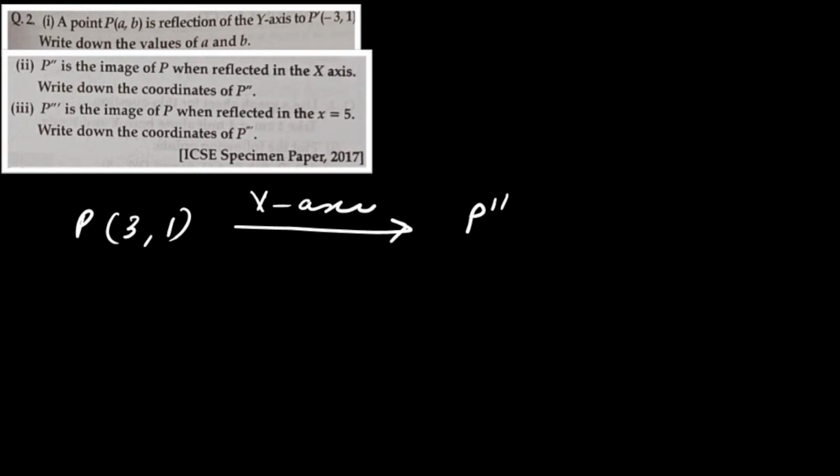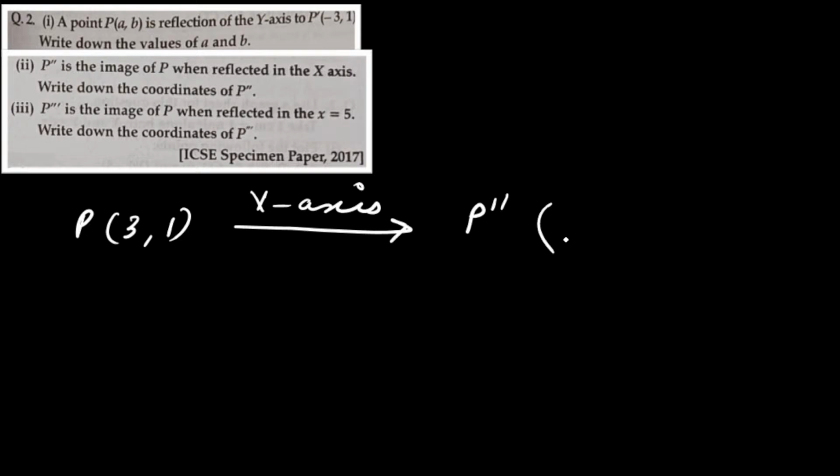Now it's done. Now P double dash. P double dash is the image of P. We are getting one more image of P. P point is 3, 1. We are getting one more image of P, which is P double dash, an image of P when reflected in the x-axis.